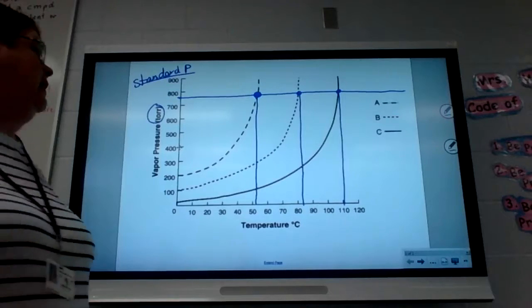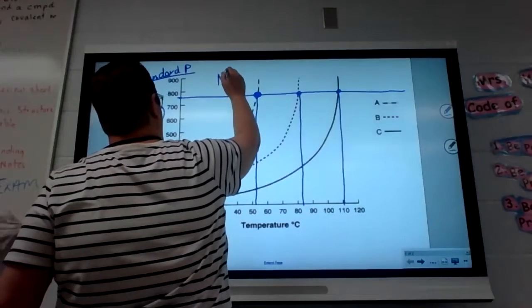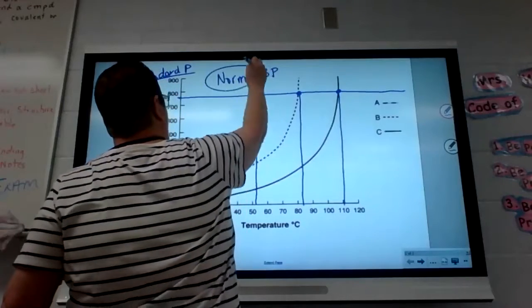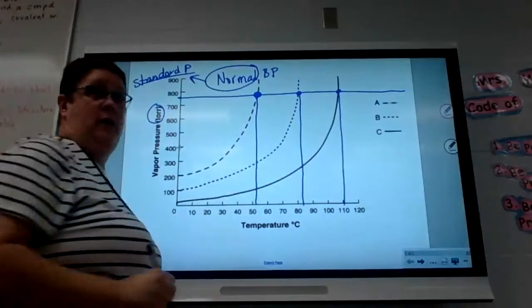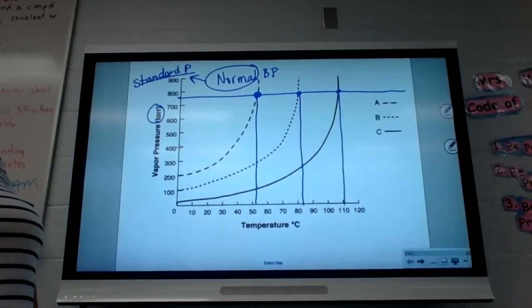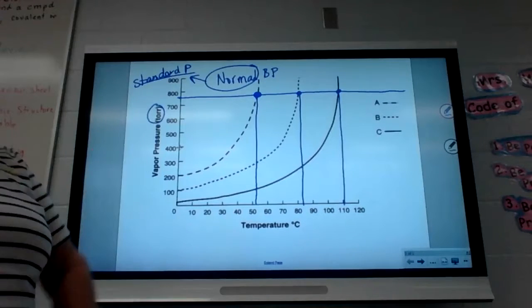So if I ask anywhere I say normal boiling point, the word normal means you have to find what? Standard pressure. So if I use the word normal tomorrow on the quiz, you have to draw a line at standard pressure. Are we okay with that? Okay. Everybody's okay with doing that?